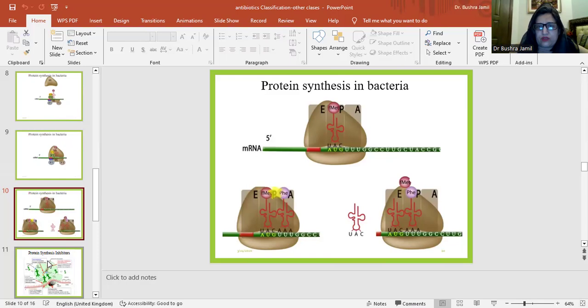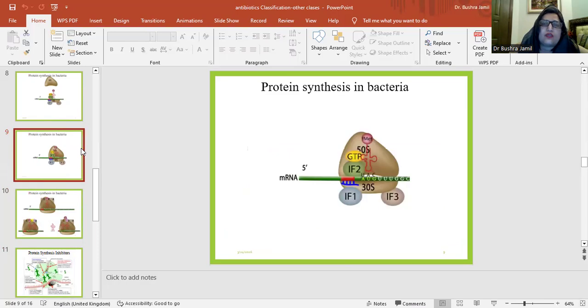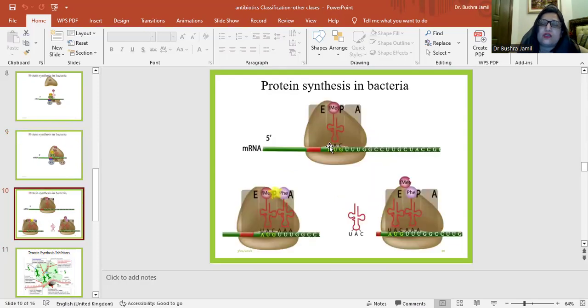Now, the A site of the ribosome is for the entry of new transfer RNA. P is for the peptidyl chain, and E is the exit site. You can see that this transfer RNA, which carries the anticodon of the start codon, binds at the P site. Initially it binds at the P site, and the A site and E site are both empty.